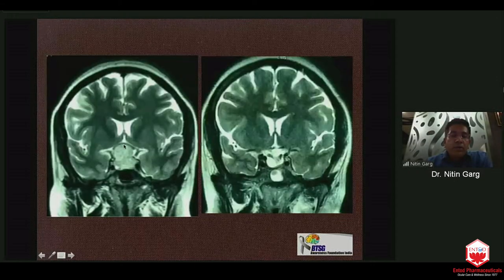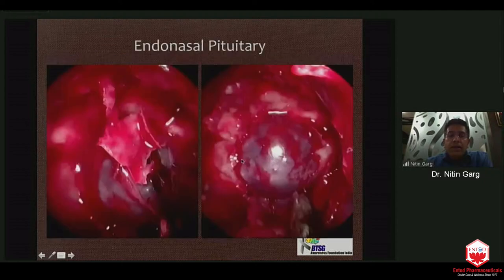Same here on the coronal, the amount of stretch on this optic chiasm, and post-operatively the optic apparatus settles down. And this is just a few intraoperative images. So this is the floor of the sella. We are removing piecemeal. It is endonasal. Nowadays, almost all surgeons do it endonasally.